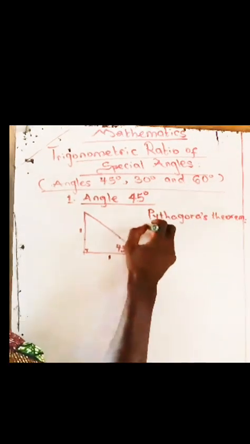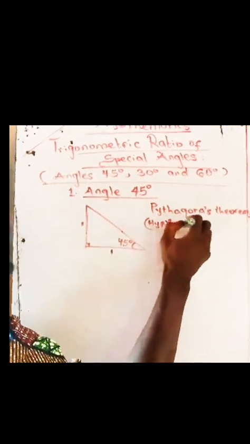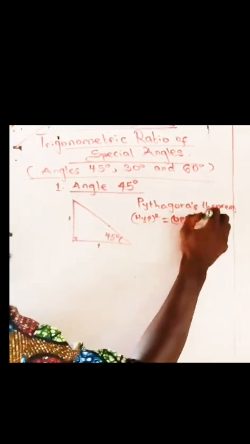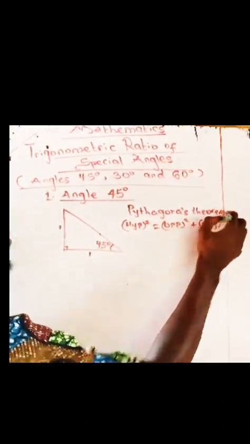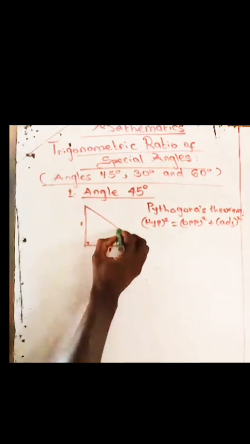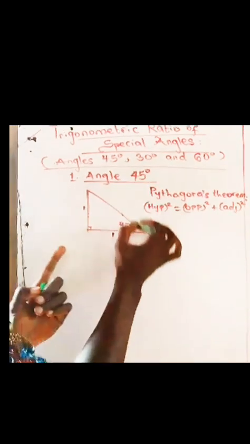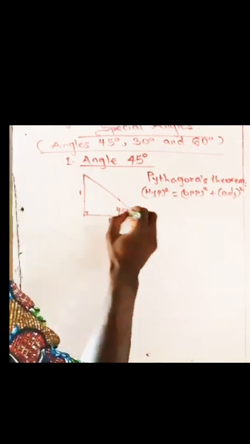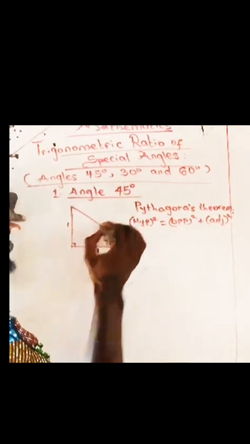So according to Pythagoras theorem, hypotenuse raised to power 2 is equals to opposite raised to power 2 plus adjacent raised to power 2. So this side is the opposite, this is the adjacent, and this is the hypotenuse. Now let's move on. We want to get this side in order to derive sine 45, cos 45 and tan 45. Let's assume the hypotenuse is given as x.